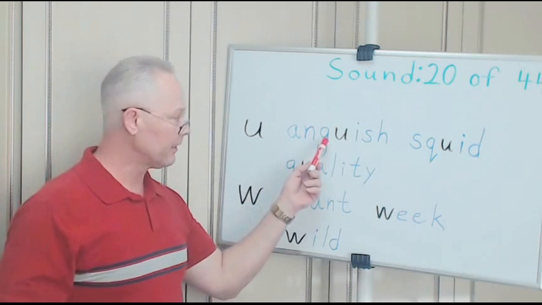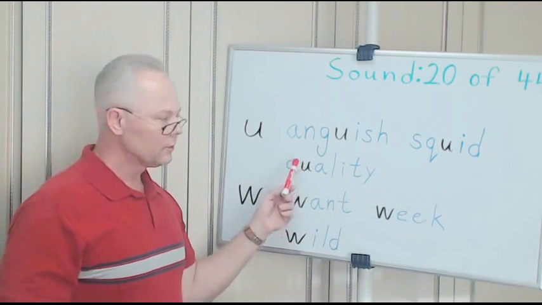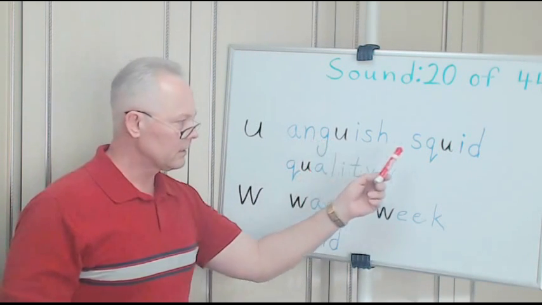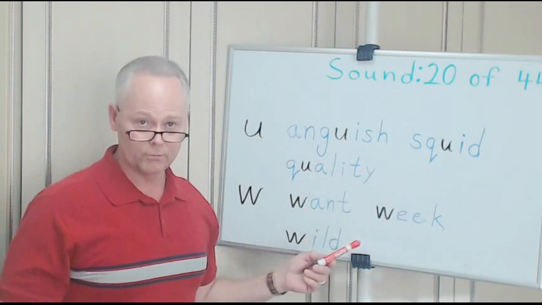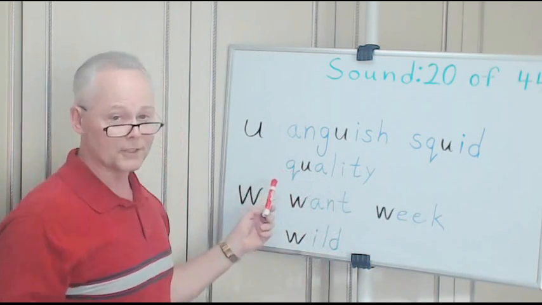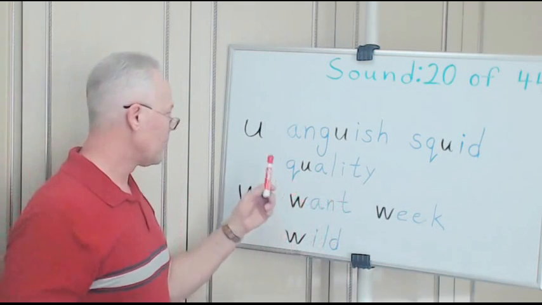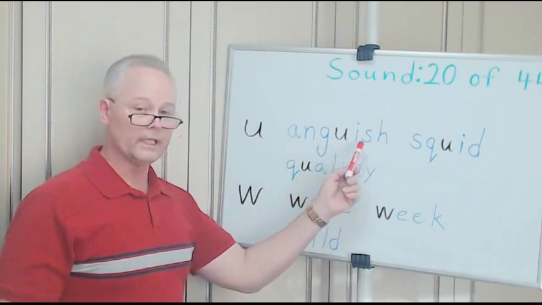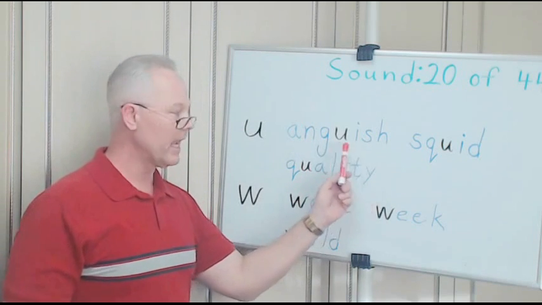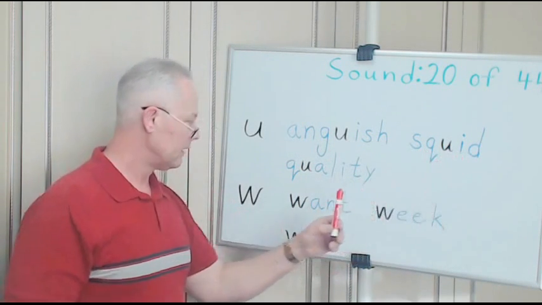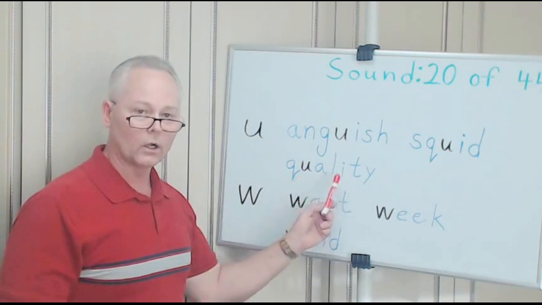We have a G here, G-U. Here we have Q-U. So we need to have these together, right? That's a tip-off that it's going to sound more like a U. I'm sorry, a W. Okay, U, W. Anguish. Wish. Anguish. Squid. Quality.